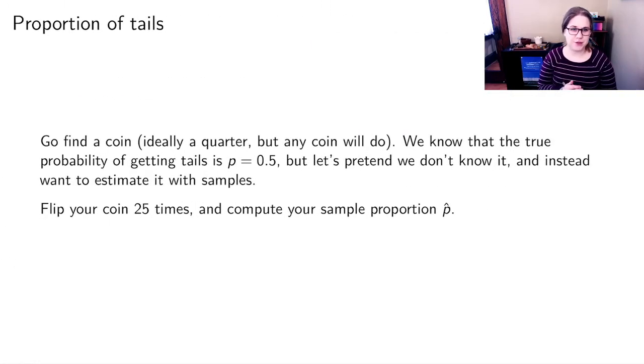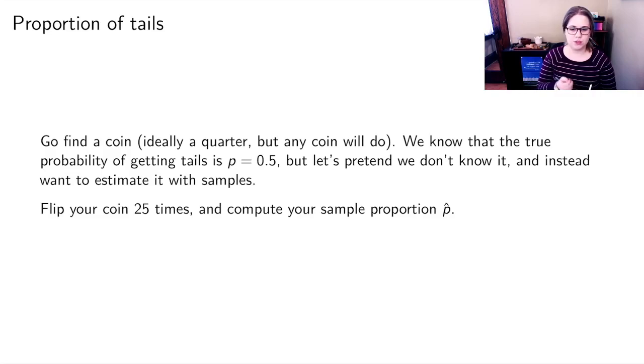Another thing that I'd like us to do in class is to create a sampling distribution that has to do with the proportion of tails. So what I'd like you to do is find a coin, ideally a quarter, but any coin will do. And we're going to come up with some sample statistics. So we know that the true probability of getting a tails is 50%, but we're going to pretend that we don't know it and we're trying to estimate it using samples.